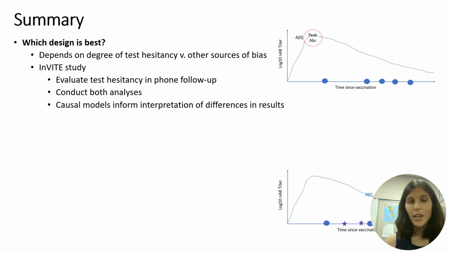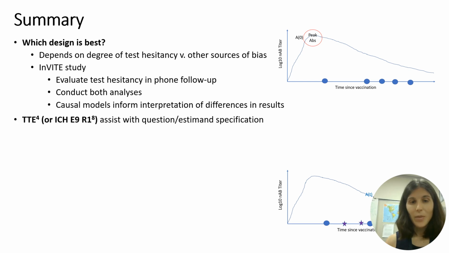So what does this mean in terms of which design is actually best? Well, that will depend on the degree of test hesitancy versus other sources of bias in our study populations. So one design won't always be better than another, but this framework helps us to think through the potential pros and cons of the different designs and to pick the best one that we think will work best for our given context. In the INVITE study, we are going to evaluate test hesitancy in phone follow-up, conduct both analyses, and then use our causal models to inform the interpretation of any differences in the results.